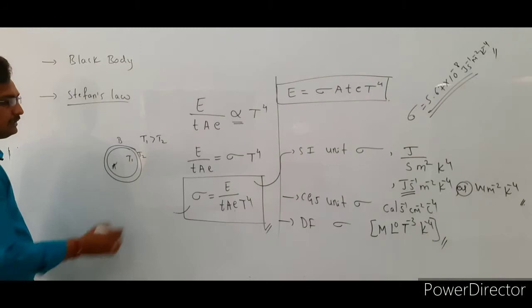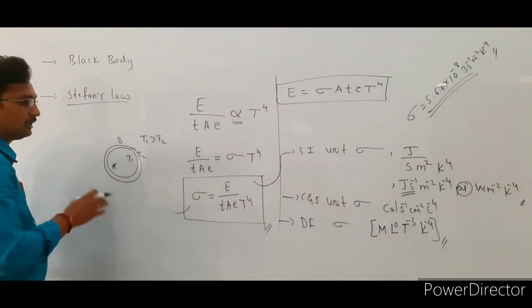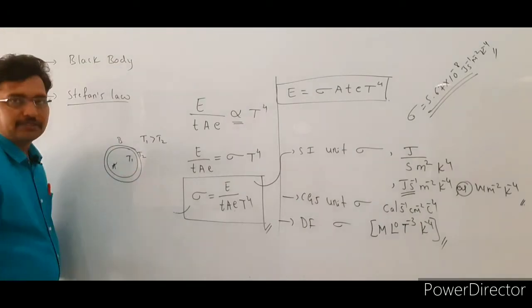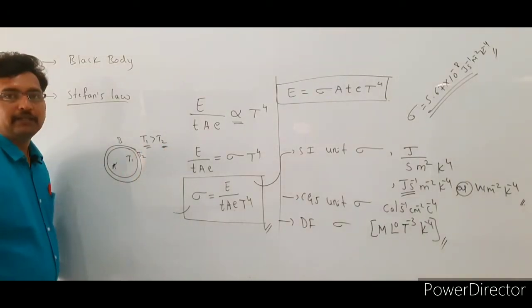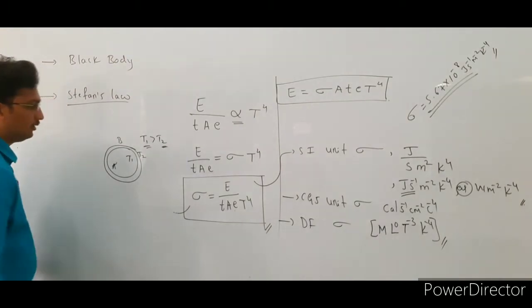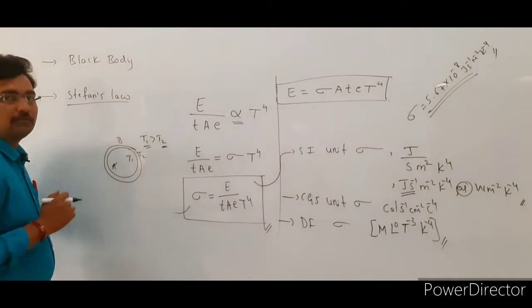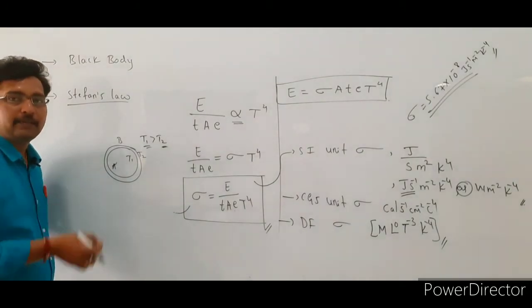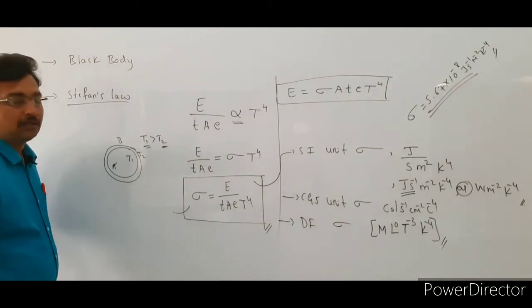So here we consider a body A, its temperature is T1, and it is surrounded by another body B, whose temperature is T2. Here the condition is T1 is greater than T2. Then we are going to find out the energy emitted by both bodies. The energy emitted per second per unit area of a perfect black body.